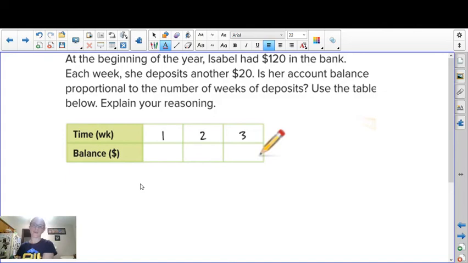At the beginning of the year, Isabel had $120 in a bank. Each week she deposits another 20. Is her account balance proportional to the number of weeks of deposits? Use the table below to explain your reasoning. When she first starts out, she has $120 in the bank. That's going to be week 1. Each week she deposits an additional 20. So 120 plus 20 would give me 140, and then 140 plus 20 would be 160. Is her account balance proportional to the number of weeks?